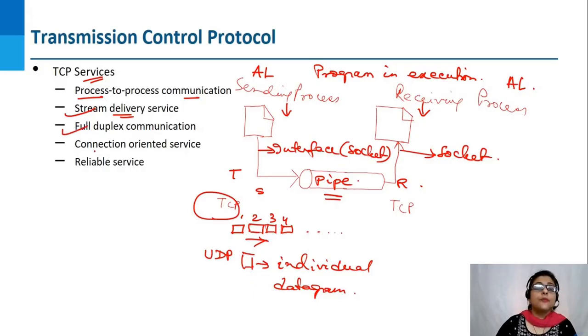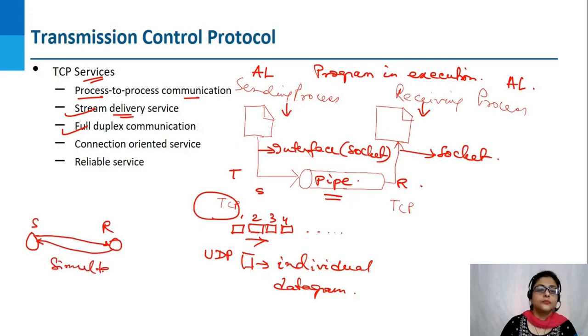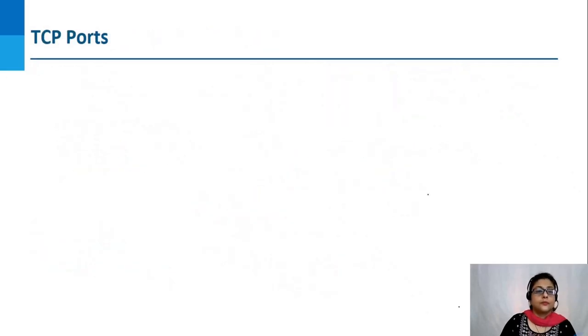Next, TCP provides full duplex communication. Full duplex communication means between the sender and the receiver, there is a two-way communication that can happen simultaneously. Next, it is connection-oriented service. As we have already mentioned, a path setup and path termination is required in addition to data transfer. And also it provides reliable service.